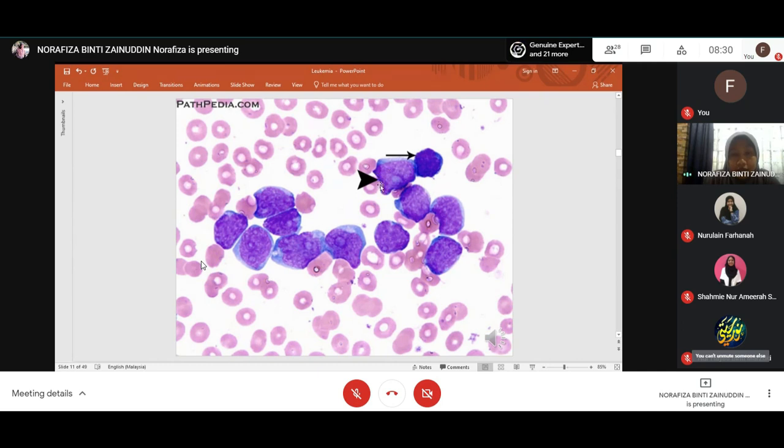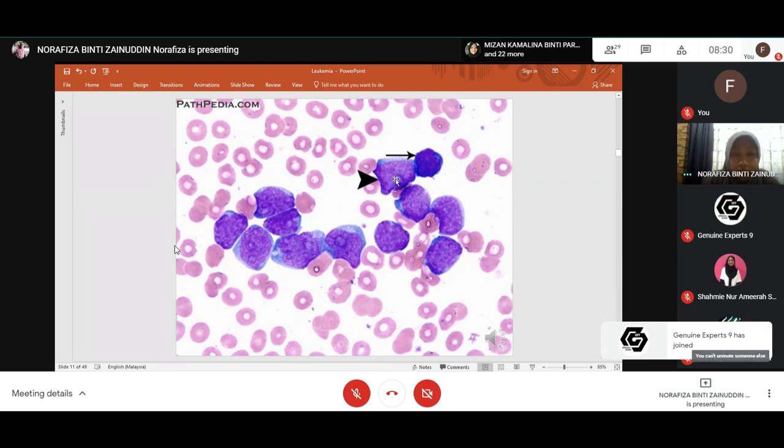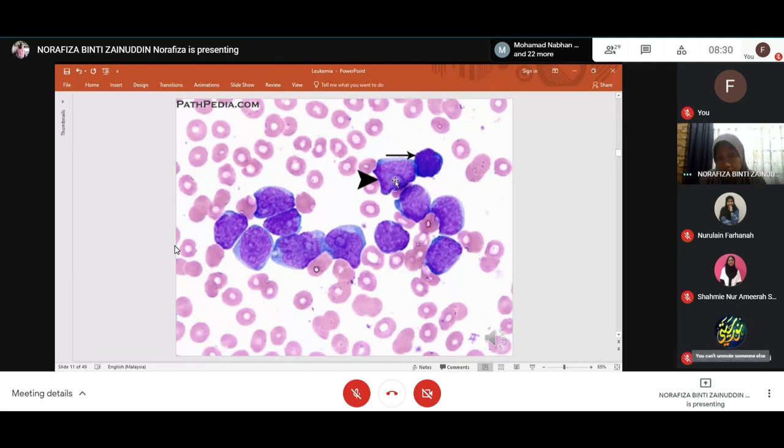This is the medium-sized blast. This is the lymphocyte. And you can see the blast contains clumped chromatin and prominent nucleoli. Can you see my cursor? Because I've been pointing to the slide, but I'm not sure whether you can see or not. Yes, you can see my cursor. Right, good.